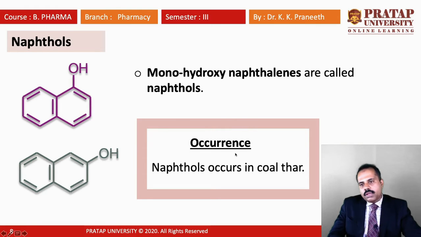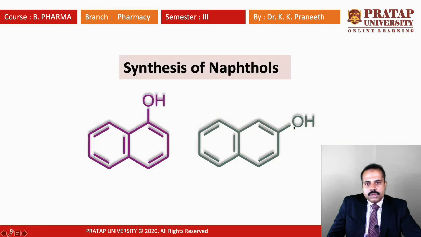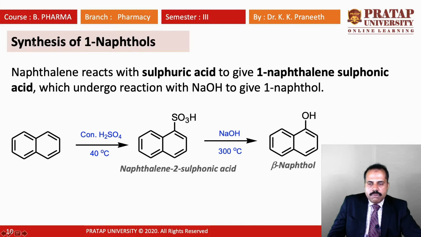We can also prepare naphthol by synthesis in the lab. This is very important because we cannot depend on nature for getting these important chemicals. We have to prepare them in the lab for large scale synthesis. So let us see how to prepare these 2 compounds in the laboratory. This is the synthetic scheme for preparation of naphthol in the lab, starting with the synthesis of alpha naphthol or 1-naphthol.